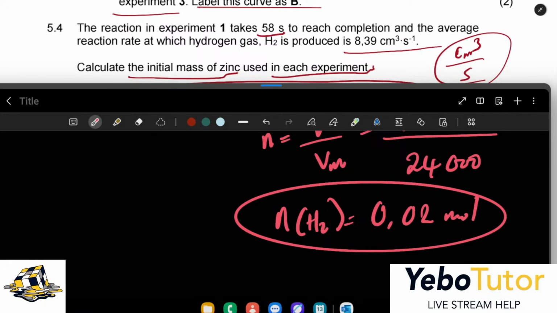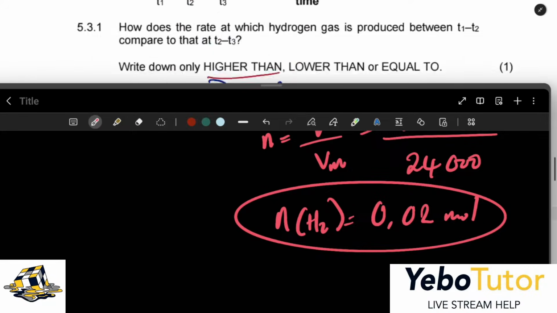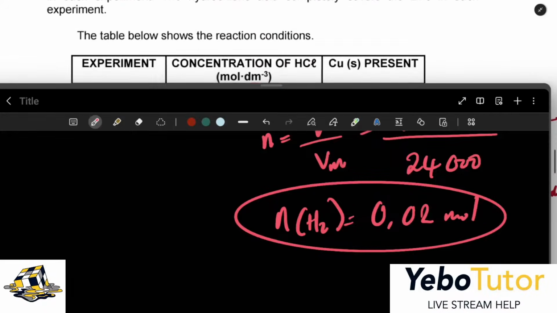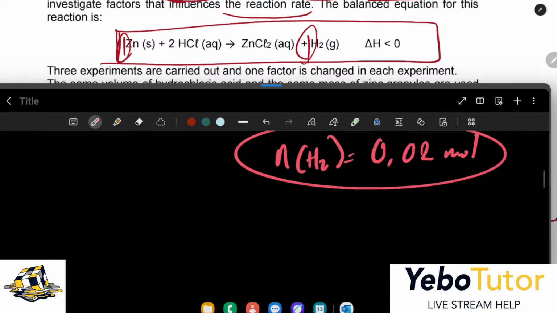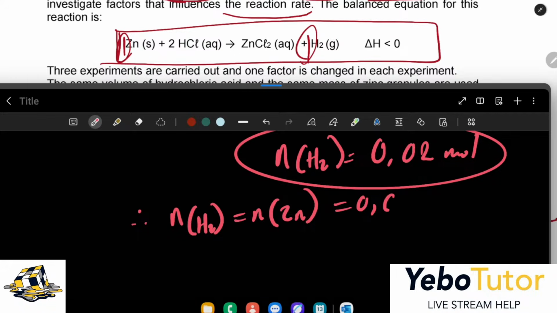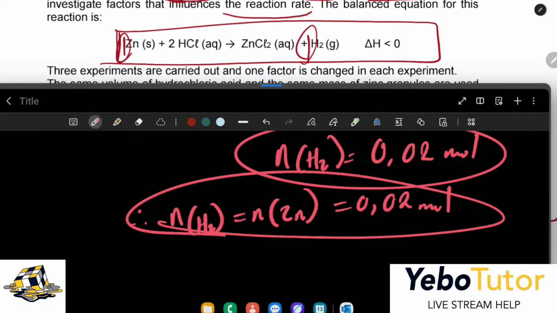Now we can equate this and get the number of moles of zinc. As you can see, zinc and H2 are 1:1 in terms of their reaction, which means the number of moles of zinc and H2 should be equal to each other. So n of H2 is equal to n of the zinc, which is equal to 0,02. This is where we have done the mole ratio.